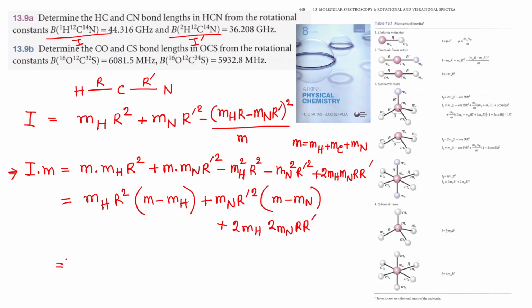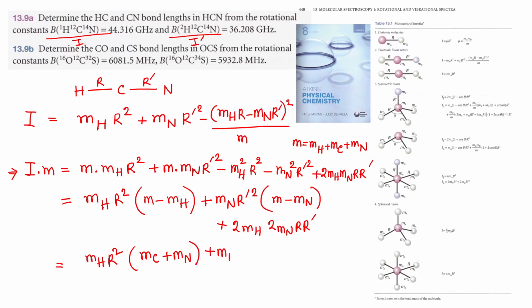So the agenda is clear, right? We want some expression of the bond length in terms of the available parameters. That's why we started from the inertia. Inertia is related to the bond length, and we will see if we are able to separate those out. Now, see the first part, M_H r square. As I told you, M is the total mass, and the mass of the hydrogen is not there. So it is something like mass of carbon atom plus mass of nitrogen.